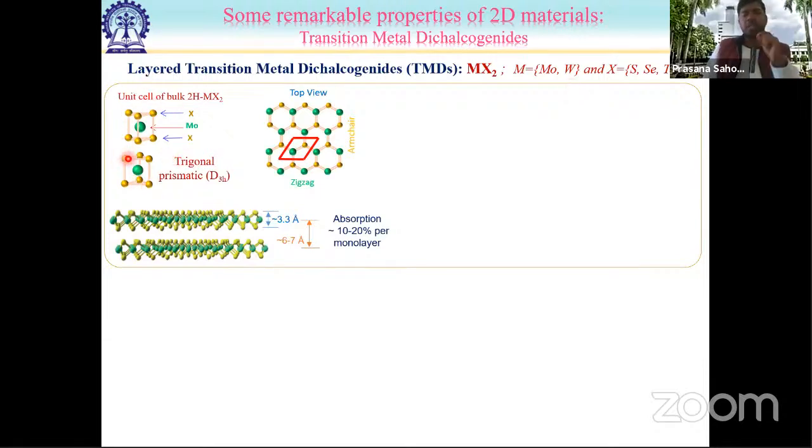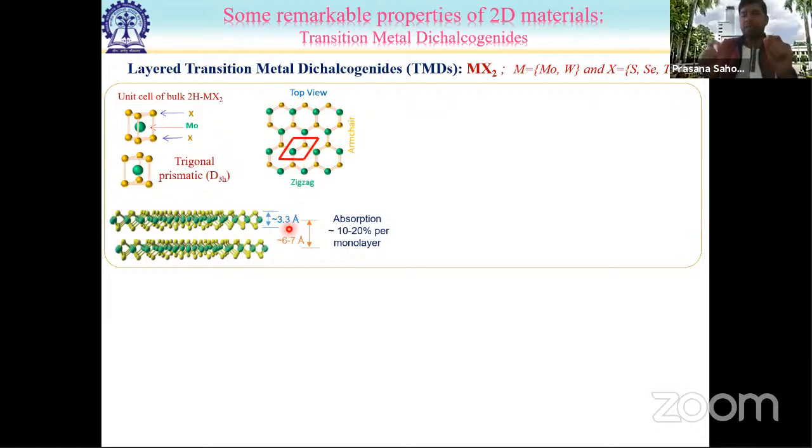When I say monolayer, this monolayer is three atoms thick, and the middle atomic layer is mostly made of a transition metal, with a top layer and a bottom layer. It is like a sandwich, like a burger, and you have meat in between. Your meat is your transition metal, and your bread is your chalcogenides. So that sandwich effectively has a thickness of only 3.3 angstrom.